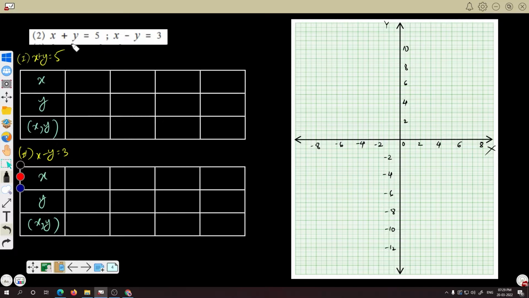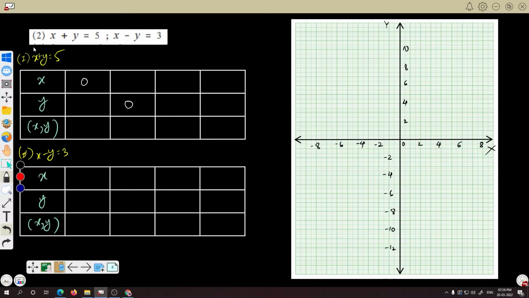The second sum is, the first equation given to you is x plus y is equal to 5, and the second equation is x minus y is equal to 3. First we'll look at the first equation, that is x plus y is equal to 5. Again in the same way, I'll take x as 0, and in the second case I'll take y as 0.